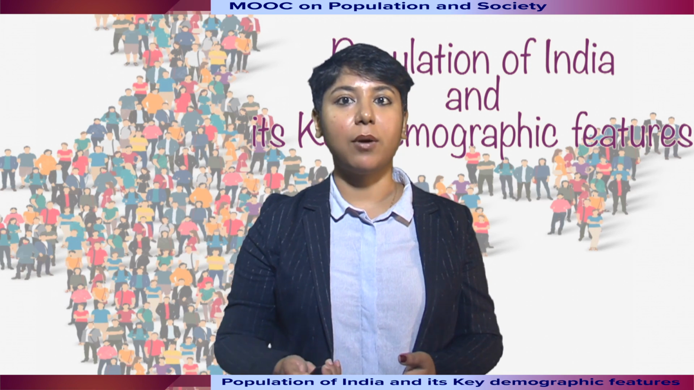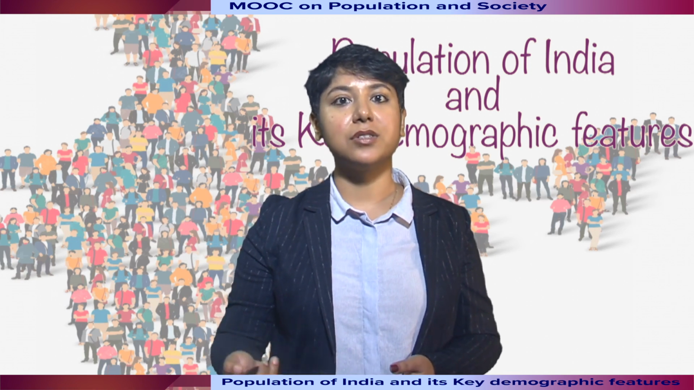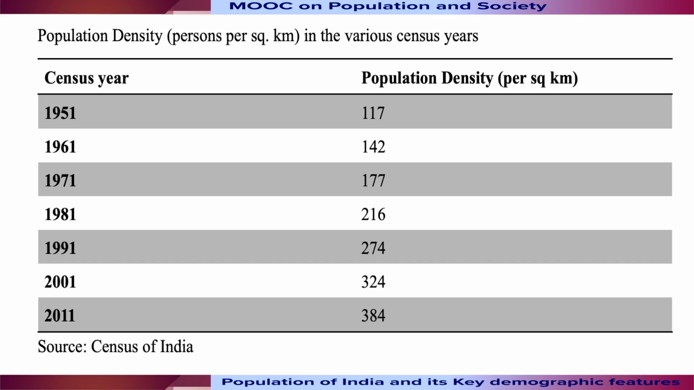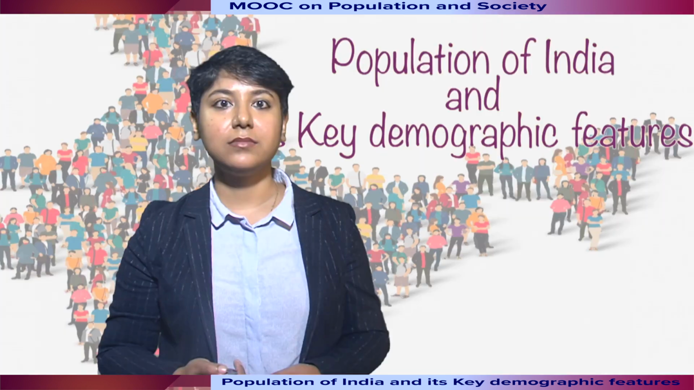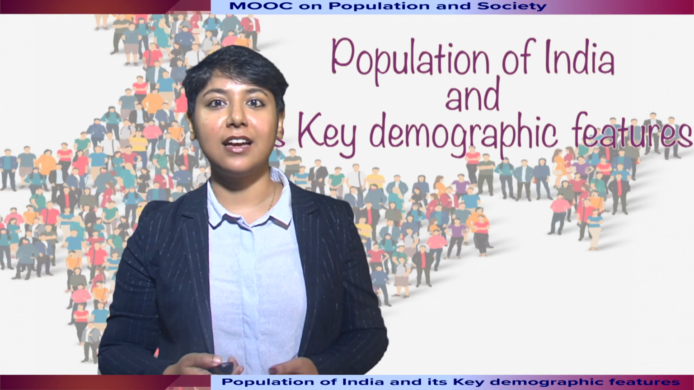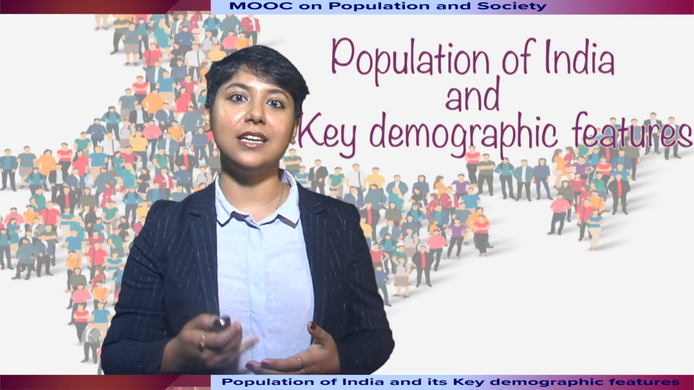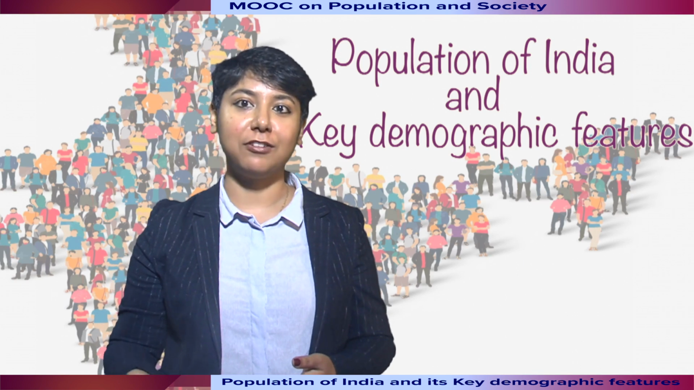Therefore, the density of the population is expressed as the number of persons per square kilometer. In the 2011 census, it was recorded that the population density of India was 382 persons per square kilometer. But this does not mean that there are exactly 382 persons in each and every square kilometer of the country.